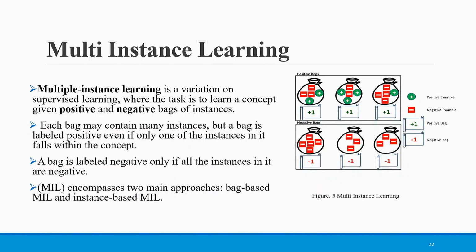Here is a little bit of detail about multi-instance learning. Multi-instance learning is a variation of supervised learning, where the task is to learn the concept between the positive and the negative bag. Each bag may contain many instances, but a bag is labeled positive if at least one of the instances falls within this concept, and a bag is labeled negative if all the instances in it are negative. Here you can see the example: the red ones are negative instances, and the green ones are positive instances.